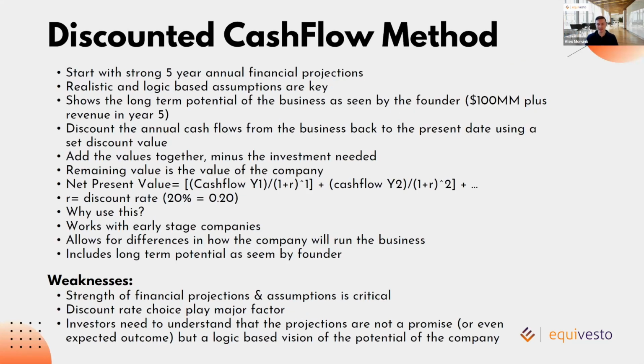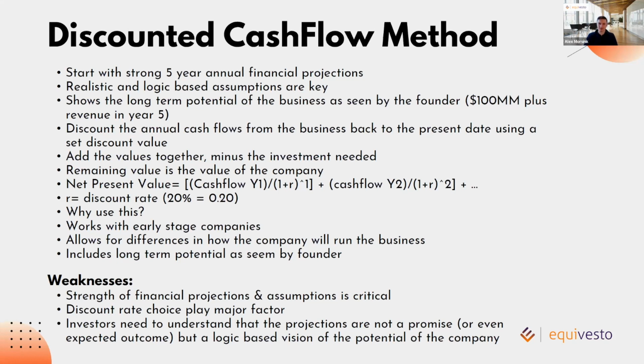So finally, we come to the discounted cash flow method. This is my favorite, or a version of this is my favorite valuation method for early stage companies. Essentially with the discounted cash flow method, you start with strong 5-year annual financial projections for your business. They need to be realistic, and having logic-based assumptions is really critical to the success of this, because this whole model is based around those 5-year projections making some sense.